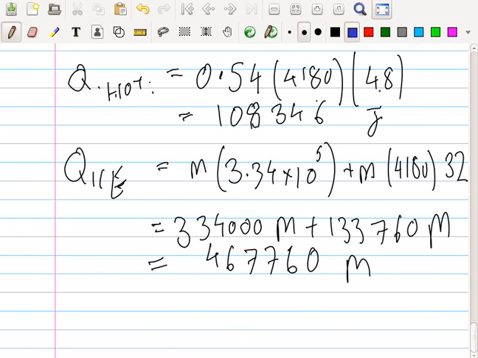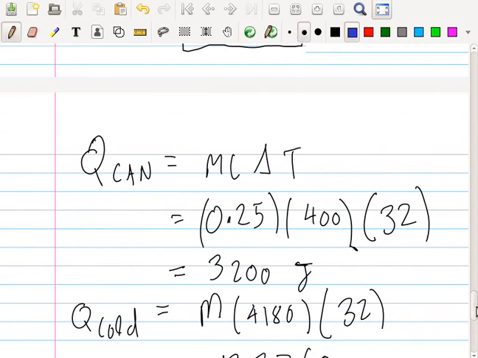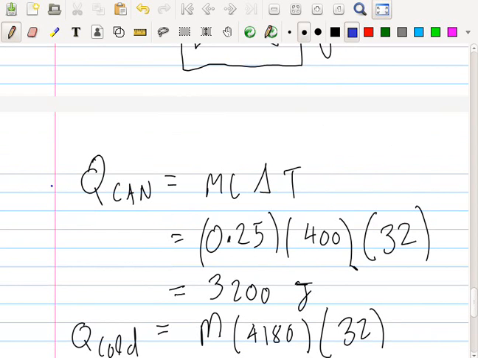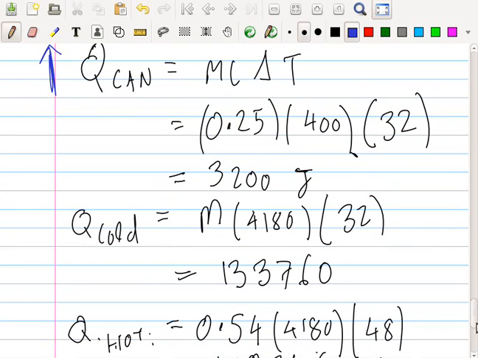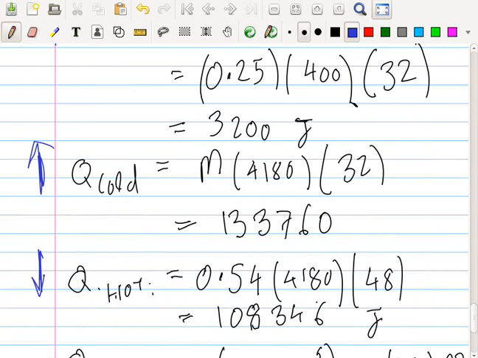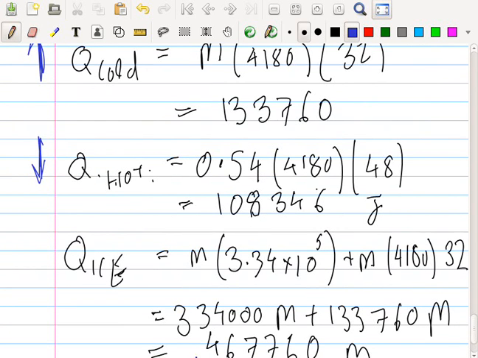Now, let's be very careful and see which equals which. Let's put little arrows. The heat by the can, we said gain or lose? Gain. The cold water at the start, gain or lose? Gain. The hot water we put in? Lose. And the ice we put in at the start? Gain. Because energy is balanced, it means all the gains must equal all the losses.